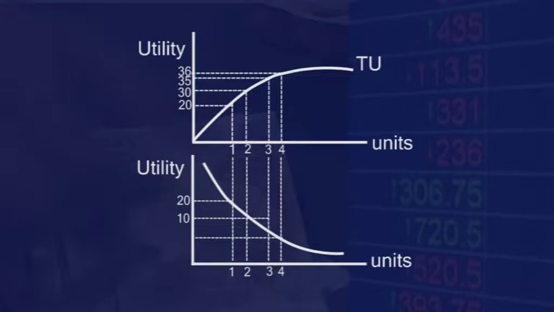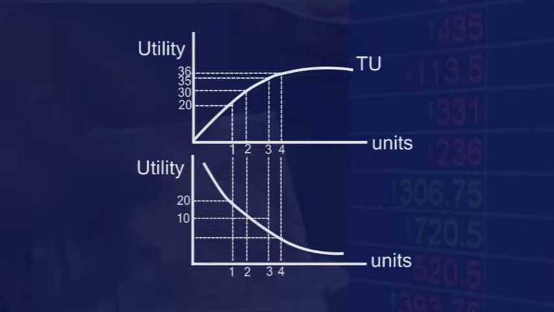And 4 Big Macs got you 36 degrees of utility. So utility rose, but more and more slowly. Now I'm going to plot the same information by asking what's the marginal utility. When you went from 0 to 1 unit, your utility rose from 0 to 20. Your marginal utility was 20 degrees of utility.